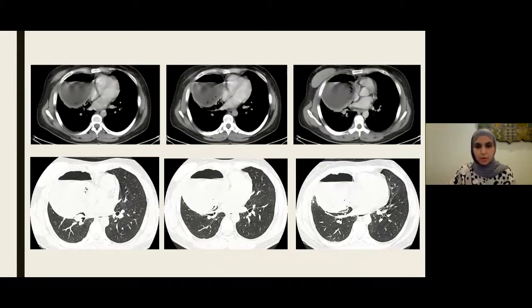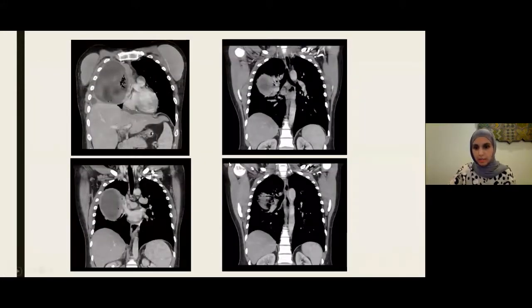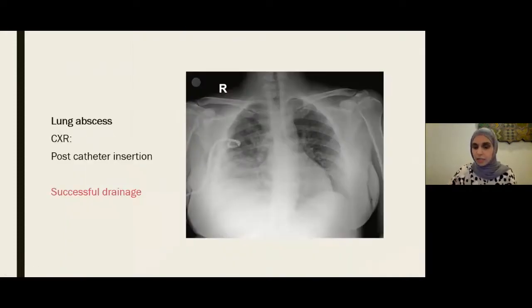And these coronal images show the abscess with an area of vascularity, and an airway that can be seen at the margin of this abscess. Again, in Chest Disease Hospital, usually for selected cases, we insert a pigtail catheter to drain this abscess, and this is a chest X-ray post-drainage which shows successful drainage.